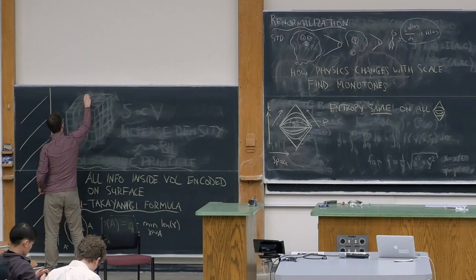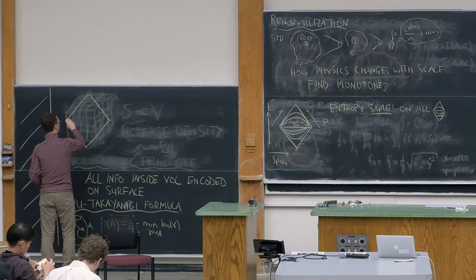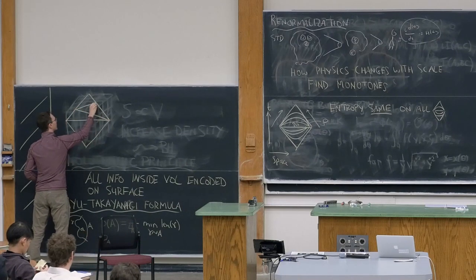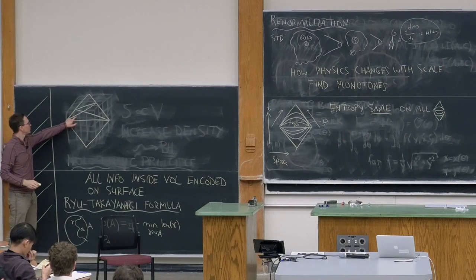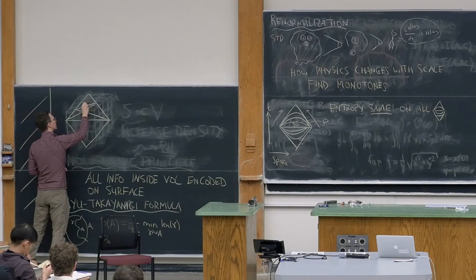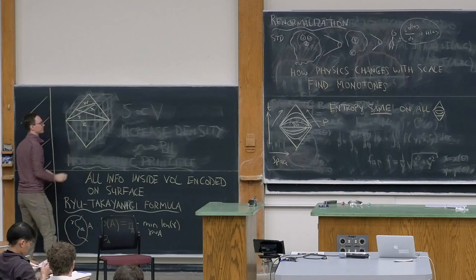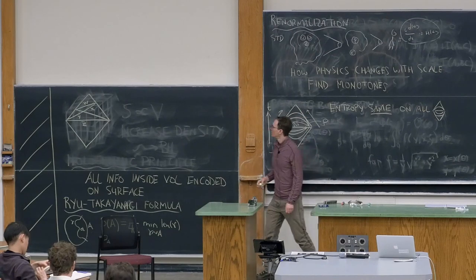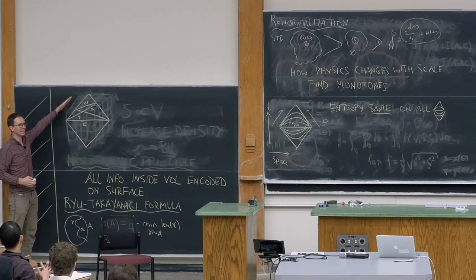So I'll draw a big diamond. Line here, there, there, there. So I have four space-like surfaces, 1, 2, 3, 4. I'll call these W, X, Y, and Z. Okay? And the lines are at 45 degrees, right? Remember, my speed of light is equal to 1.